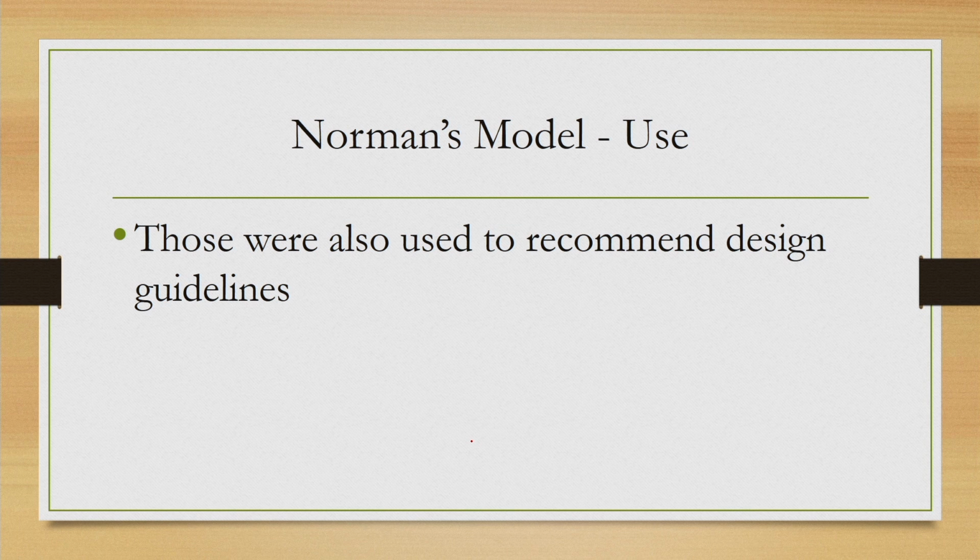So let us recollect Norman's model. It represents the way an interaction takes place from the point of view of the user. It represents interactions as a sequence of 7 actions divided into 2 groups. The 2 groups are named execution and evaluation.